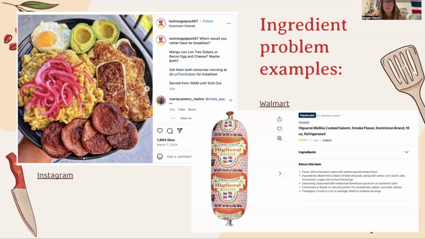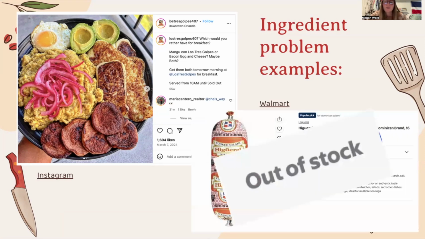And I actually just looked online recently for this salami, and it was sold out or out of stock on all the websites that I saw it on. So, making Dominican tres golpes in the way that I'm used to preparing it was not available to me. We ended up using breakfast sausage instead of Dominican salami, so we substituted that ingredient when we made it.